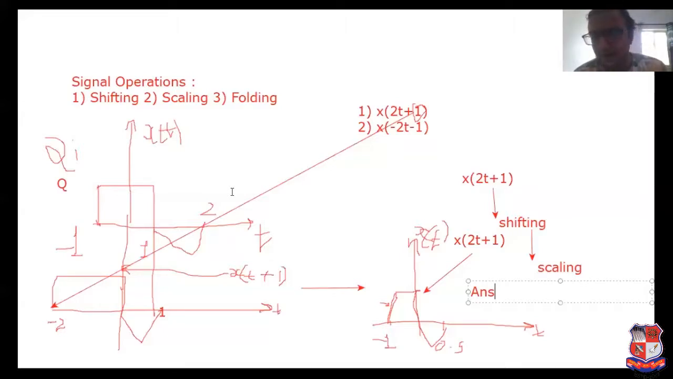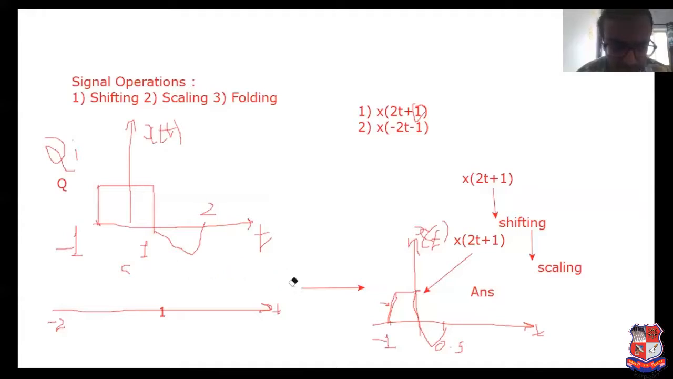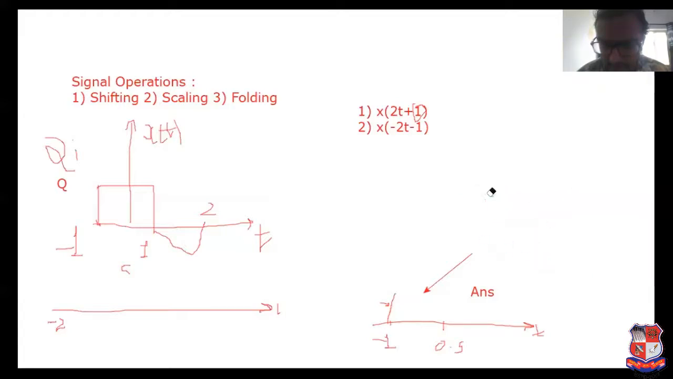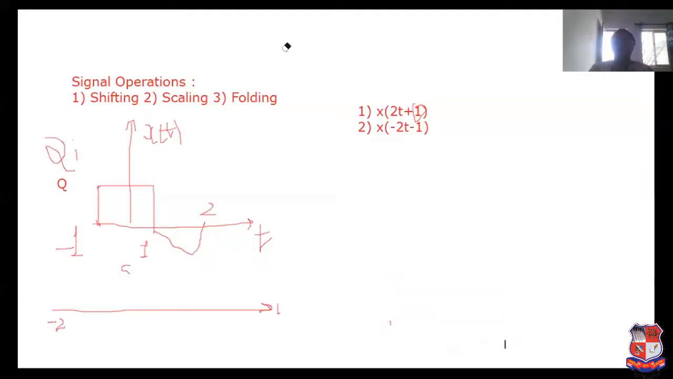Now concentrate on another concept which is different compared to this. So I would like to erase this particular portion. X of t as it is, but here we can apply x of minus 2t plus 1. What is the meaning of x of minus 2t plus 1? First of all, take the minus sign as common: minus of 2t minus 1. The minus sign can be considered as common, so in the bracket 2t plus 1.